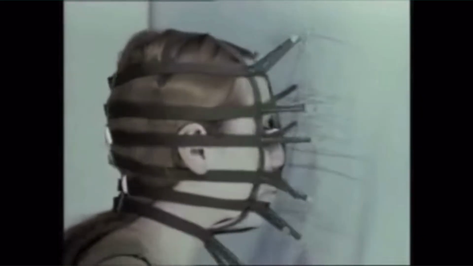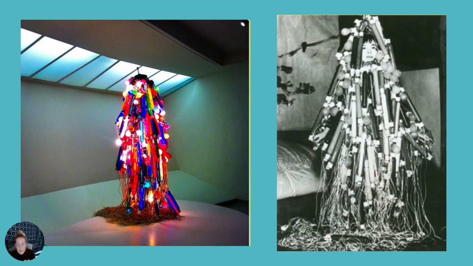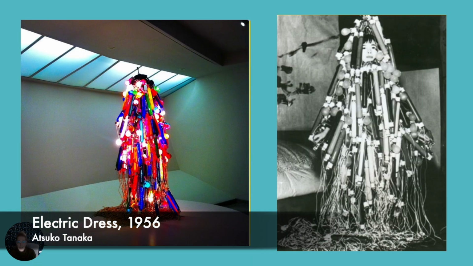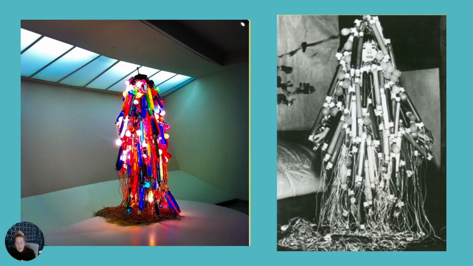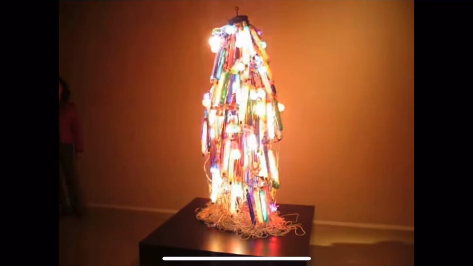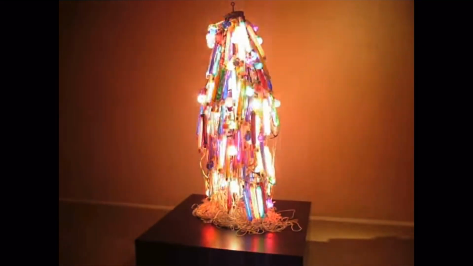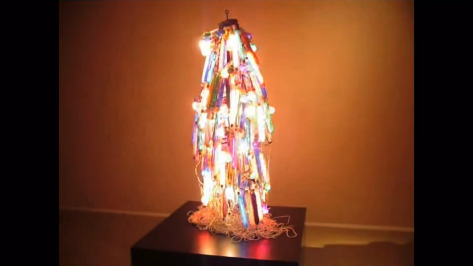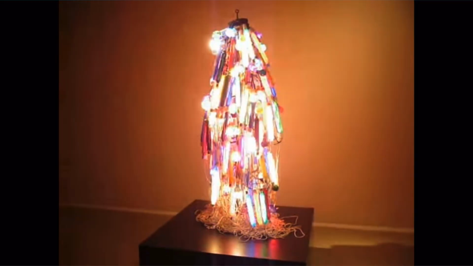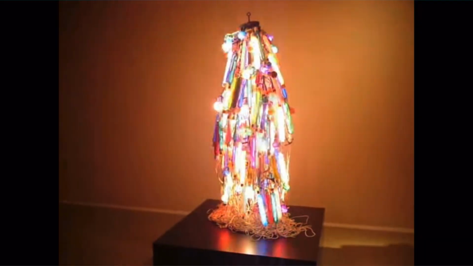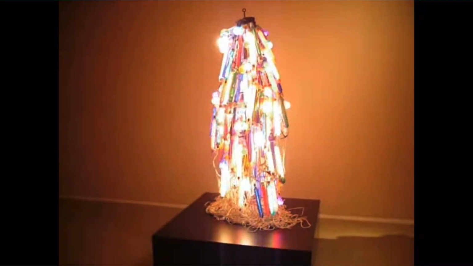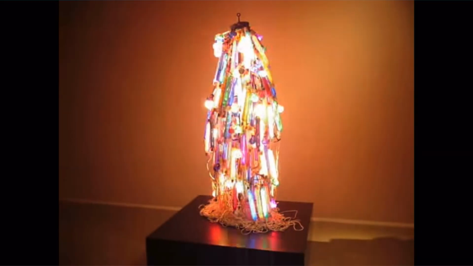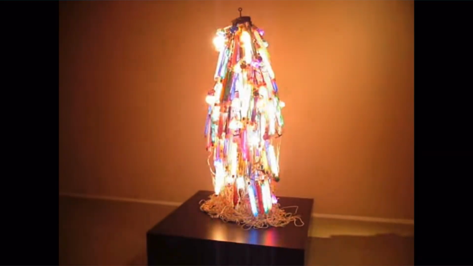An early example of a performative wearable art piece is the Electric Dress by the Japanese Gutai artist Atsuko Tanaka, created in 1956. This ceremonial wedding garment consists mostly of variously colored and painted light bulbs enmeshed in a tangle of wires. The artist wore this in performance with the garment plugged in, so those light bulbs were activated.